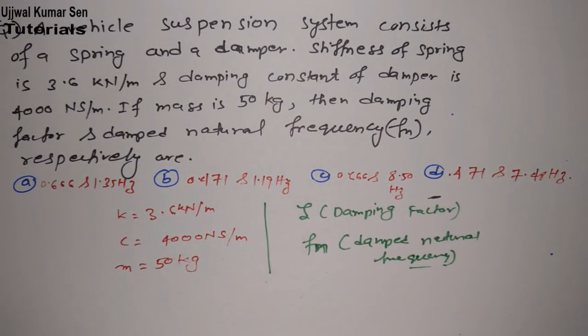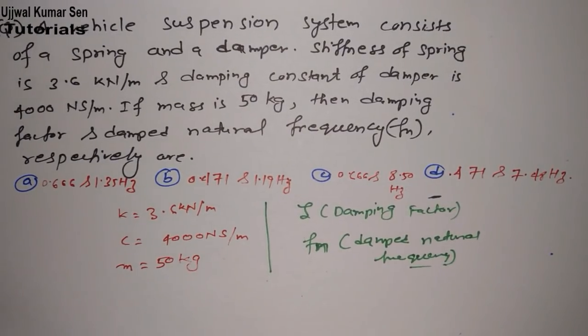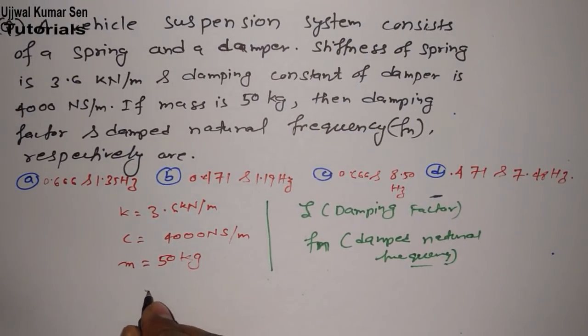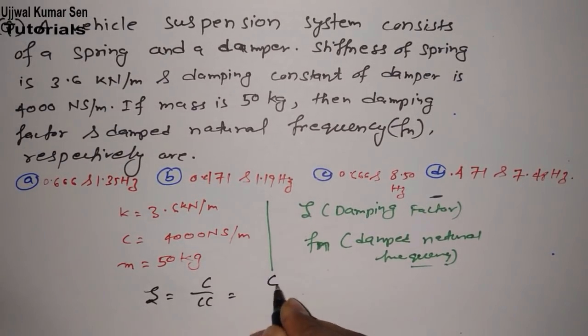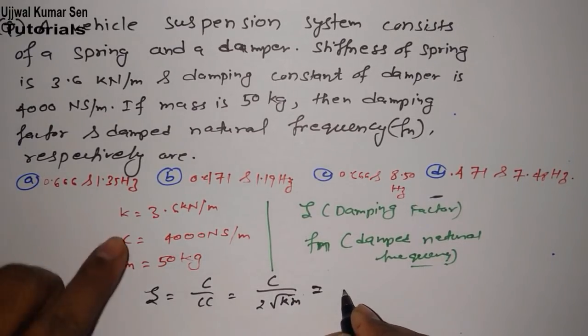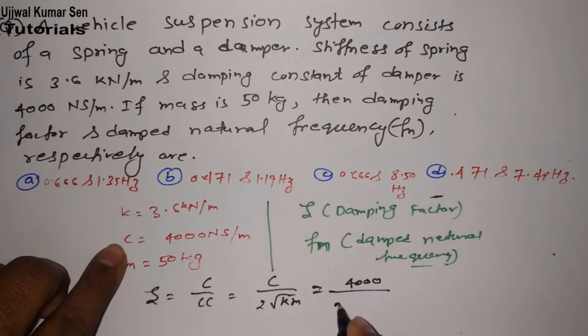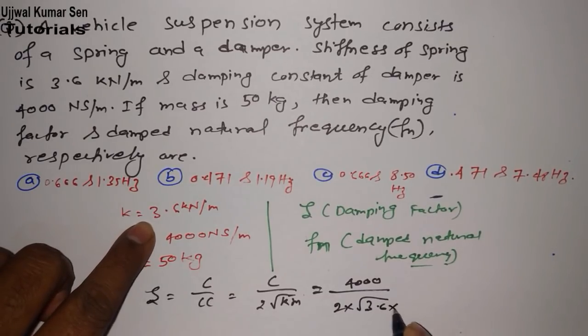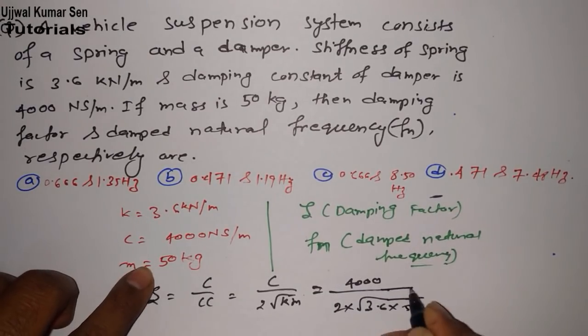Now what we require is to find out the damping factor. First of all, go for the damping factor. What is the formula for finding the damping factor? Zeta is equal to C by Cc, so C by 2 root under Km. So what is C here? C is 4000, 2 Km, K is 3.6, M is 50 kg.